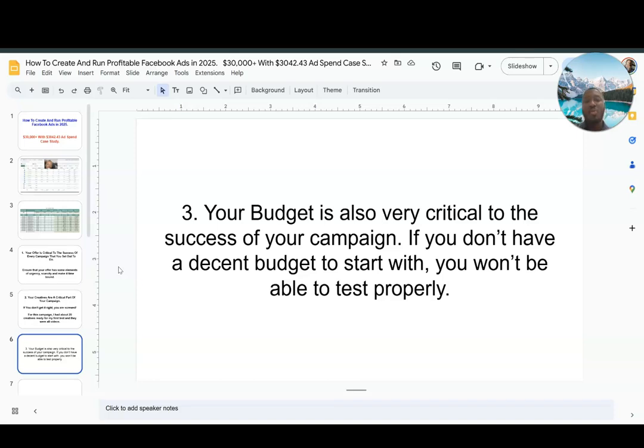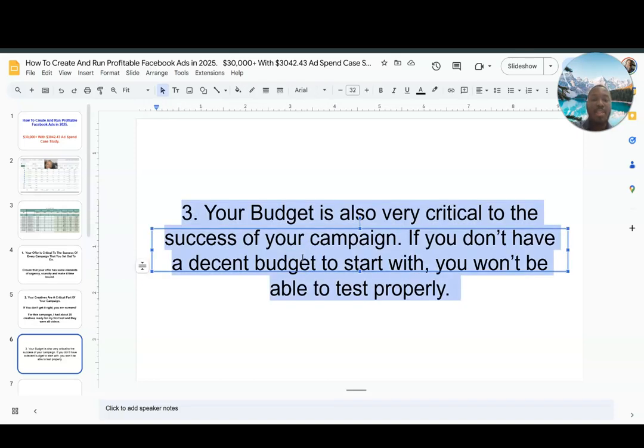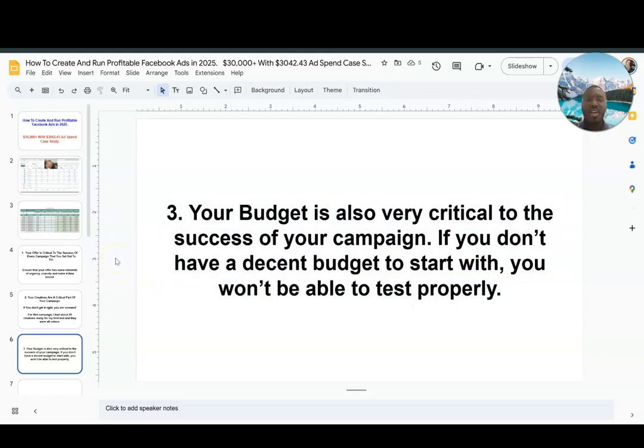And once I was done with my creatives, the next important thing was my budget. Because a very big mistake a lot of people make when it comes to starting out test campaigns is they don't test it with enough money. So if you start with too much money, you might screw up the campaign. If you start with too little money as well, the campaign wouldn't go as well. So it's important that your budget is a perfect fit. And if you don't have a decent budget to start with, you won't be able to test properly. So pretty much I always recommend at least you have about $50 for each ad campaign that you set out.